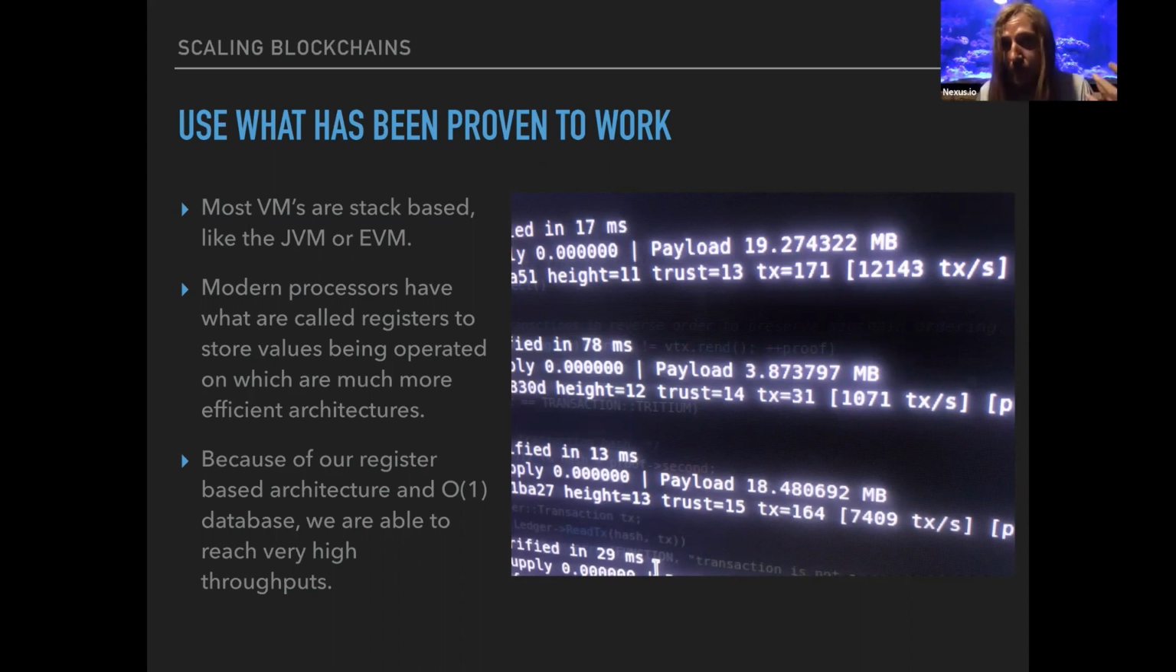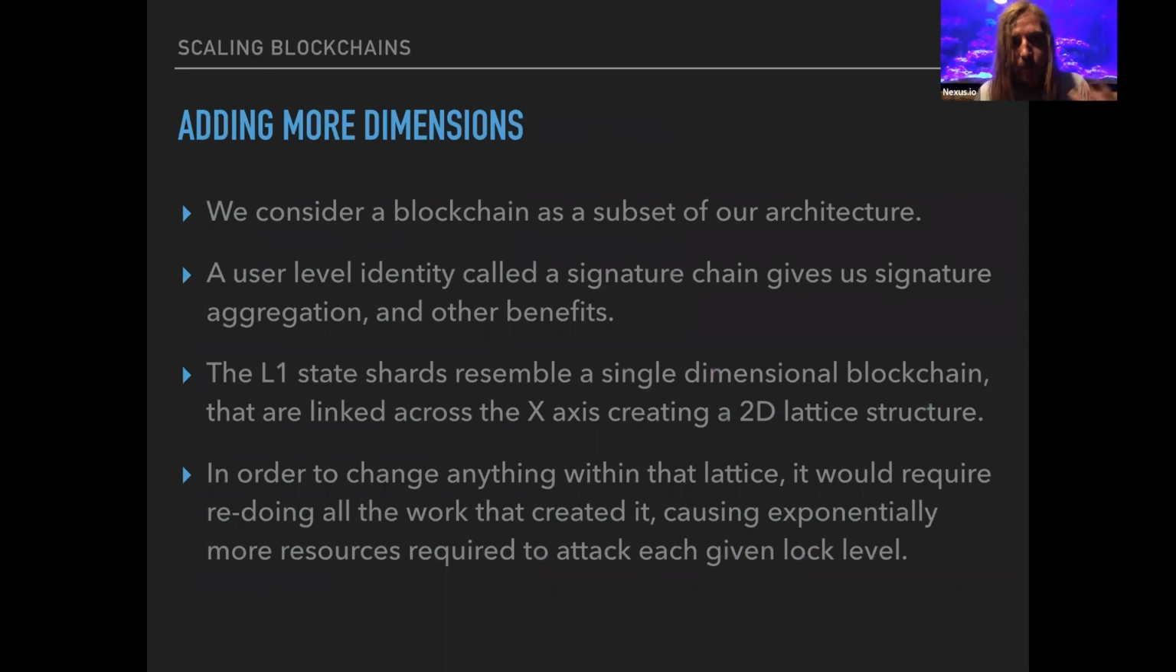And we've done that with the database and our virtual machine, which I said operates up to 7 megahertz in certain circumstances, just because we built it using registers and built our own memory manager and all that, right? And we don't rely on external dependencies that were not created for blockchain. Our database, the lower level database, was designed specifically for blockchain, right? So we're adding more dimensions. We consider a blockchain as a subset of our architecture, right? The blockchain is like a single shard. A user level identity called a signature chain gives us this signature aggregation and other benefits. As I was saying, we only need to keep the head and the tail.